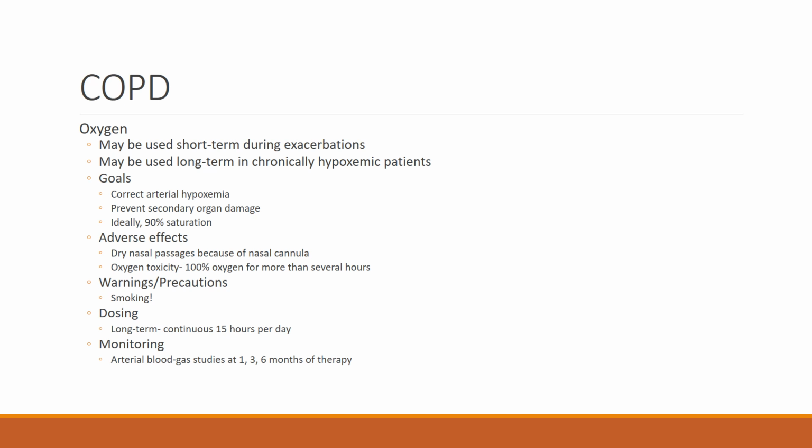Your COPD patient could be the one that is still smoking or kind of sneaking a cigarette. So it's real important to have a good relationship with your patients so that you can ascertain if they are smoking while using their oxygen, and how to work with them on that. Usually when it's long-term, they're on it continuously during their waking hours. If they are, you need to do blood gas studies at 1, 3, and 6 months of therapy, and then usually every 6 or 12 months thereafter.